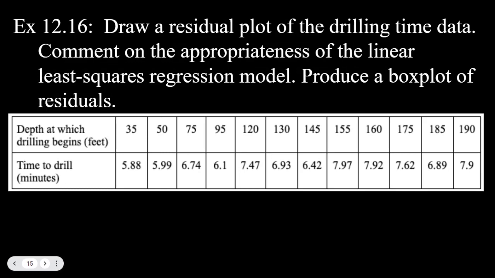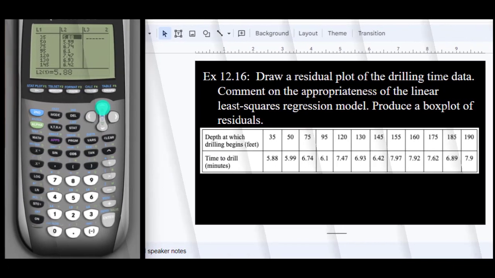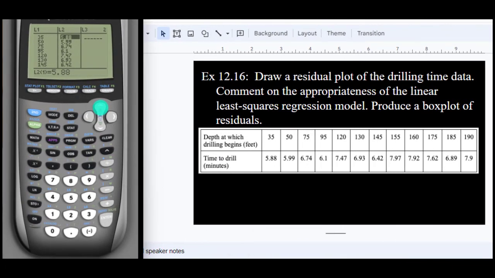It says draw a residual plot on the drilling time data that we've been using previously. Comment on the appropriateness of the linear least squares regression model. Produce a box plot of those residuals. So I've taken the time to type in these values. Notice L1 is the depth that the drilling begins, and L2 is the drilling time in minutes to drill 5 additional feet.